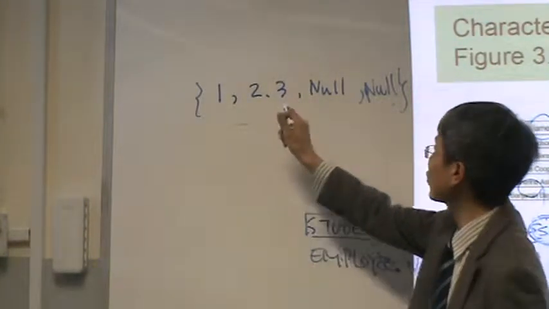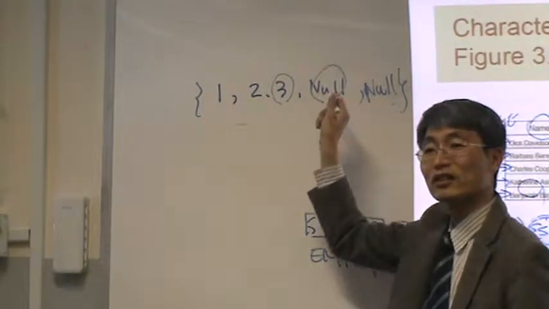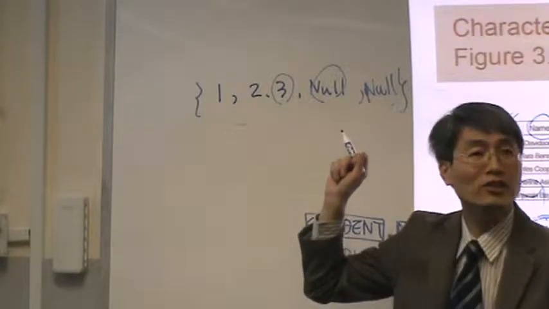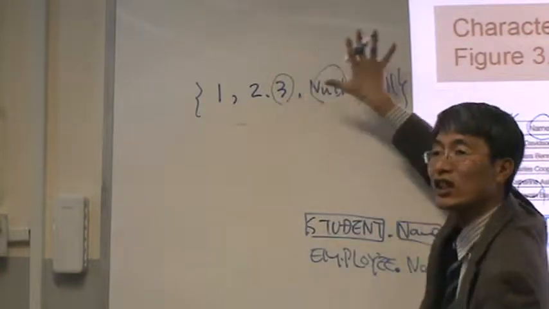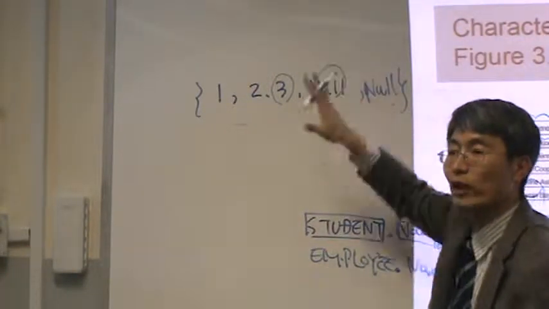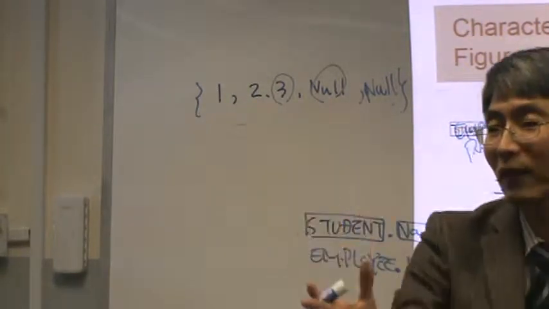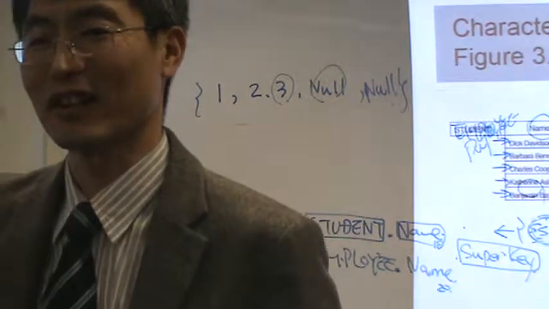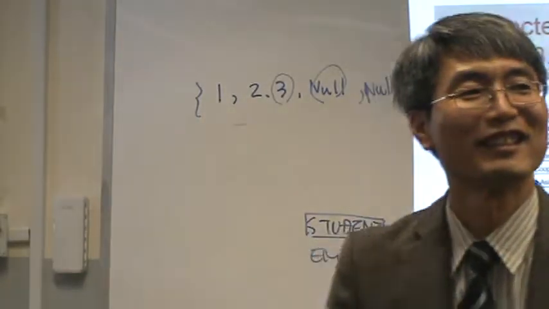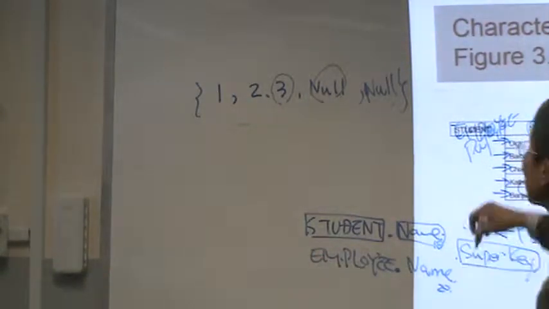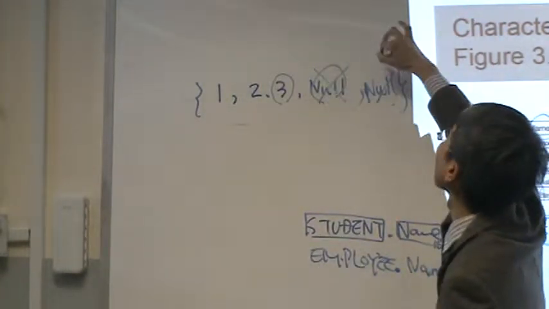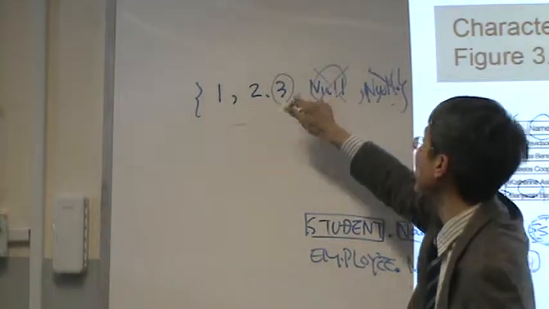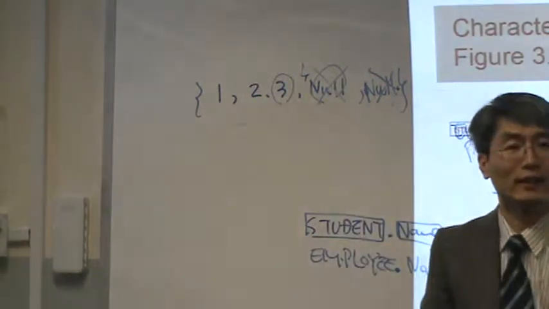Does it make sense to compare the 3 with null? It doesn't make sense, because null means not exist. So you cannot compare yourself with the ghost, right? That's terrible. Which means when we compare, we cannot compare this. Just ignore it, which means this is unique.